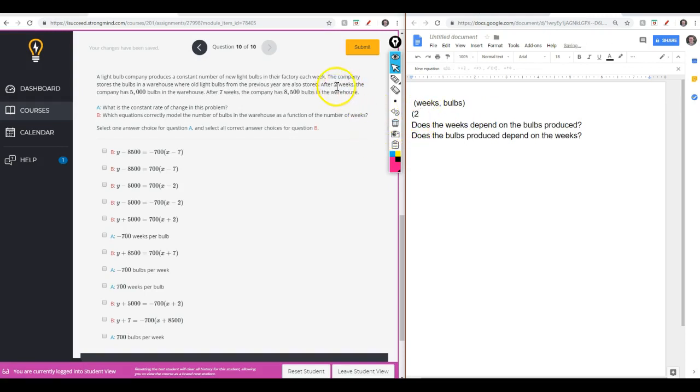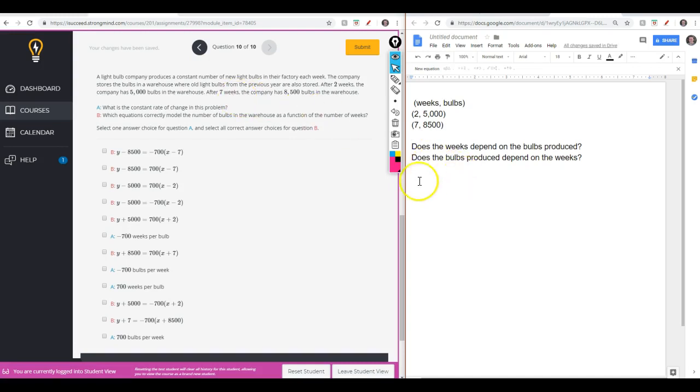So after 2 weeks, we have 5,000 bulbs. So that's our coordinates for 1 point. The coordinates for the second point would be 7 weeks, and they have 8,500 bulbs. So now we know that the slope is equal to the difference between our second y-coordinate, 8,500, minus our first y-coordinate, which is 5,000, divided by our second x-coordinate minus our first x-coordinate.